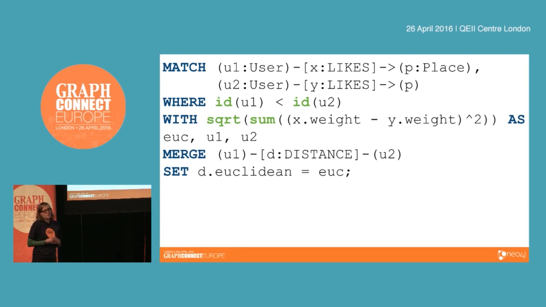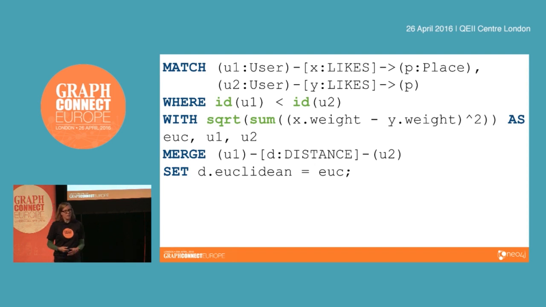Obviously, in large data sets, you would do this in batches. But in this little example set, I can match on a Cartesian product, more or less, of all the users and the places they've mutually liked. So all users, places they've liked together. This is just a trick to ensure you're not finding the same pair twice on both the left and the right. Then with their Euclidean distance and themselves, we're going to create a relationship between them, called distance, I suppose, and set a property on it called euclidean.